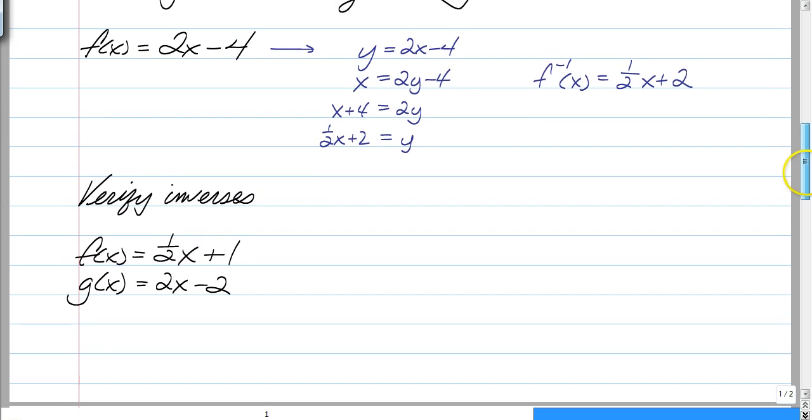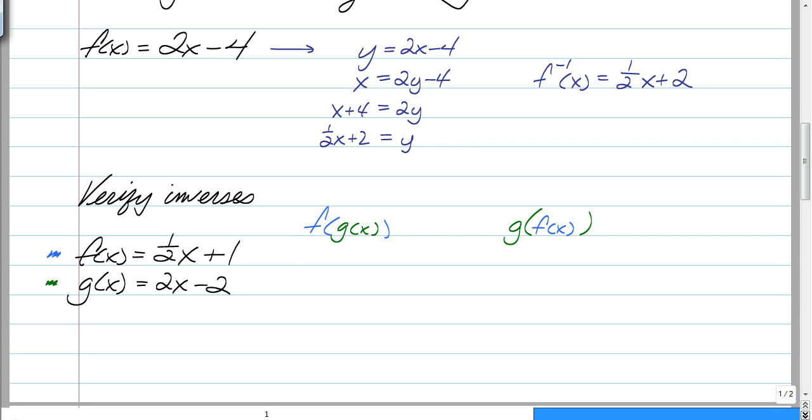How to verify inverses. You verify inverses by taking the composition both ways. So what you're going to need to do here is find f of g of x, and you're also going to need to find g of f of x. And if both of those compositions give you x, then f and g are inverses of each other. Okay, so this is how this would work.